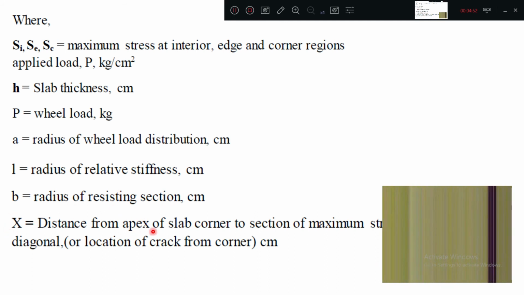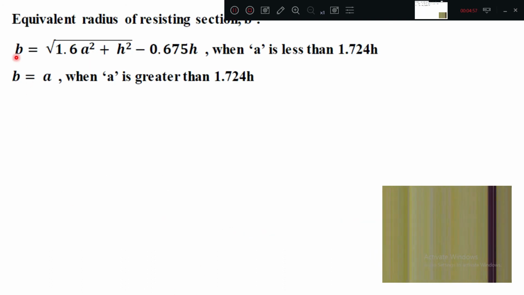X is the distance of the slab corner to the maximum stress, diagonal measure. Now we have a formula for calculation of b also. b is equal to square root of 1.6 a square plus h square minus 0.675 h when a is less than this. When a is more than this, b is equal to a. You should remember all these things.